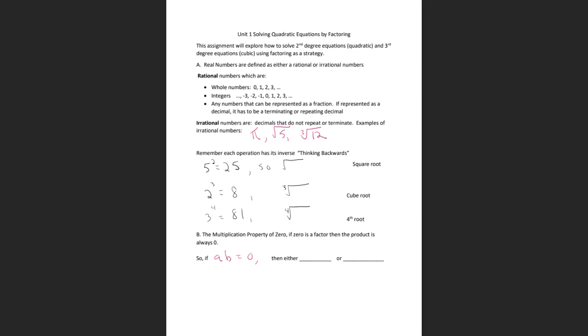And again, in this section, we're going to use what we call factoring as a strategy. So remember how we did some of that. Before we get into that, though, we do want to talk about what real numbers are. So real numbers are defined as either rational or irrational numbers.